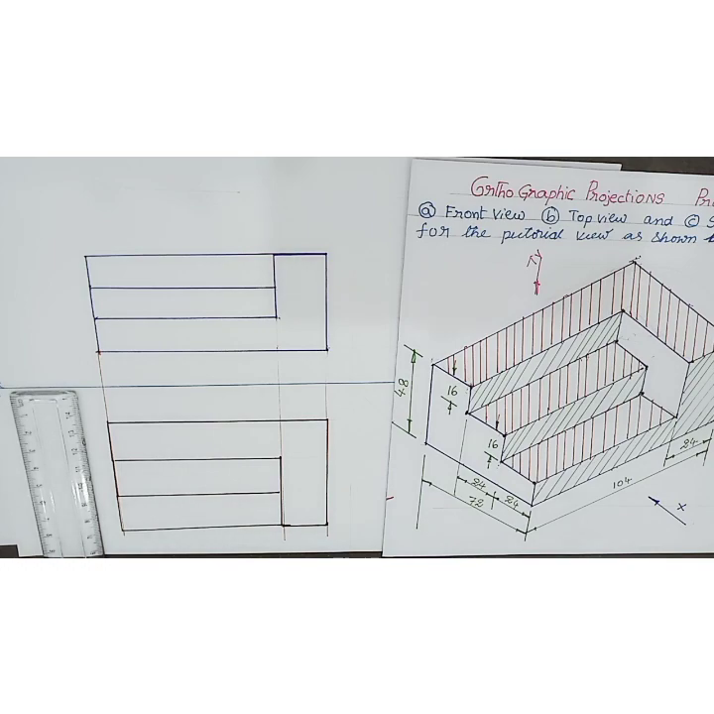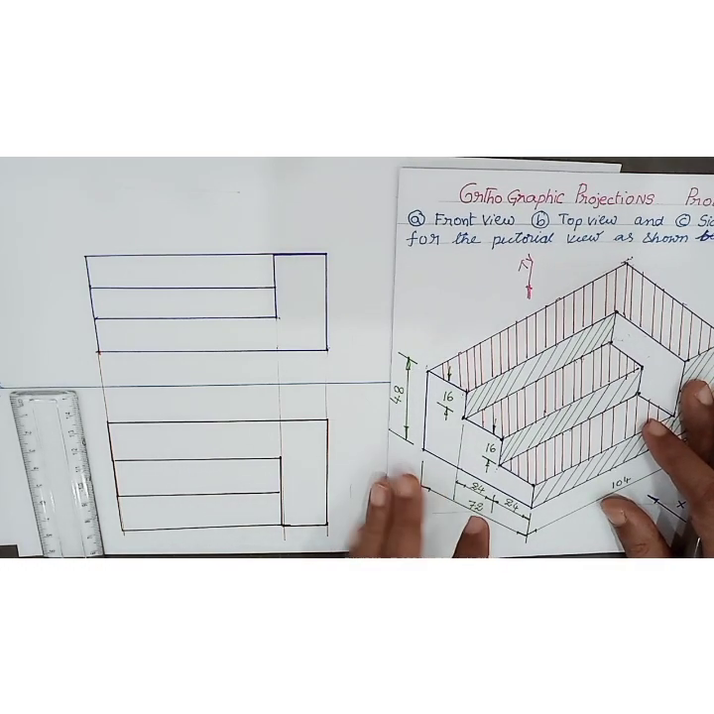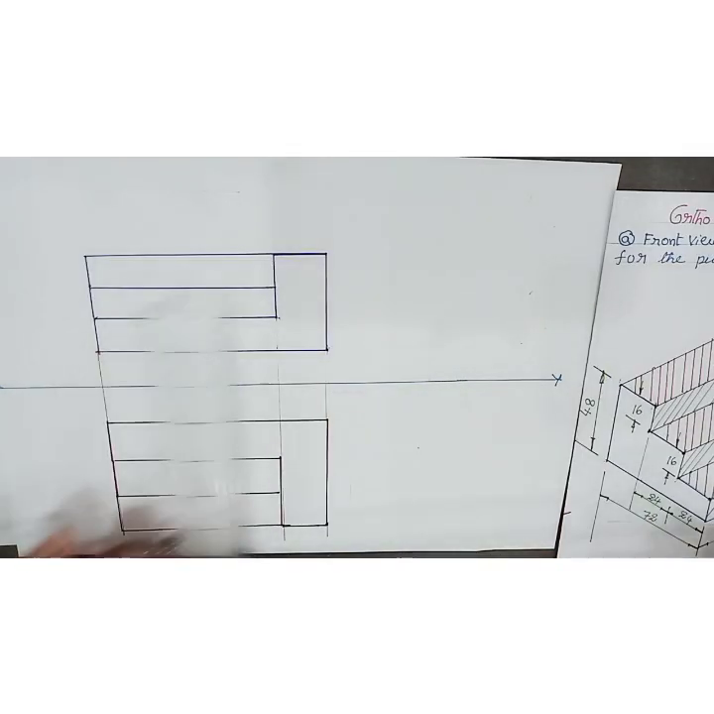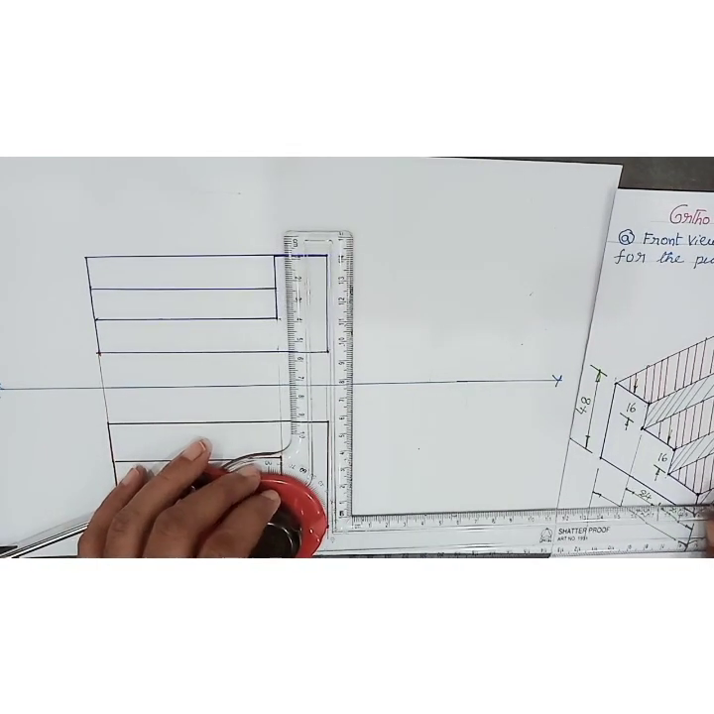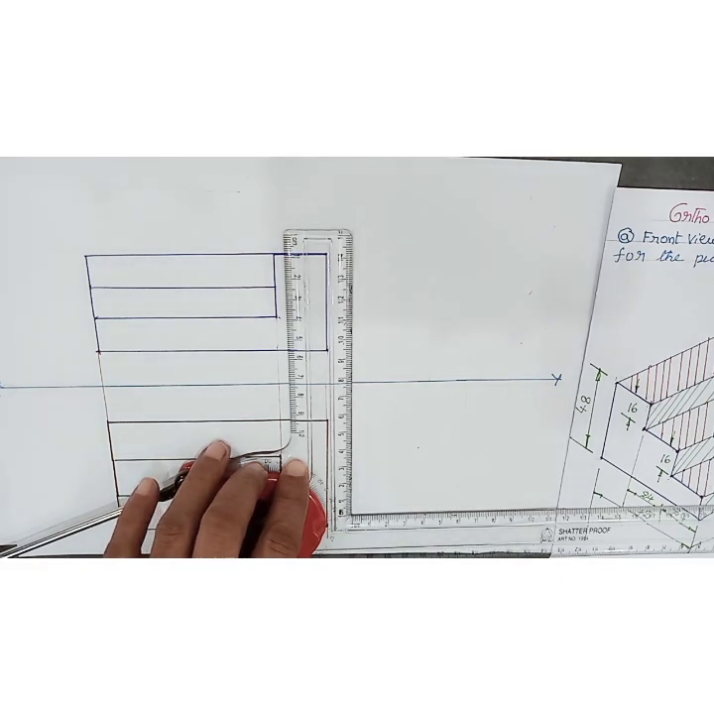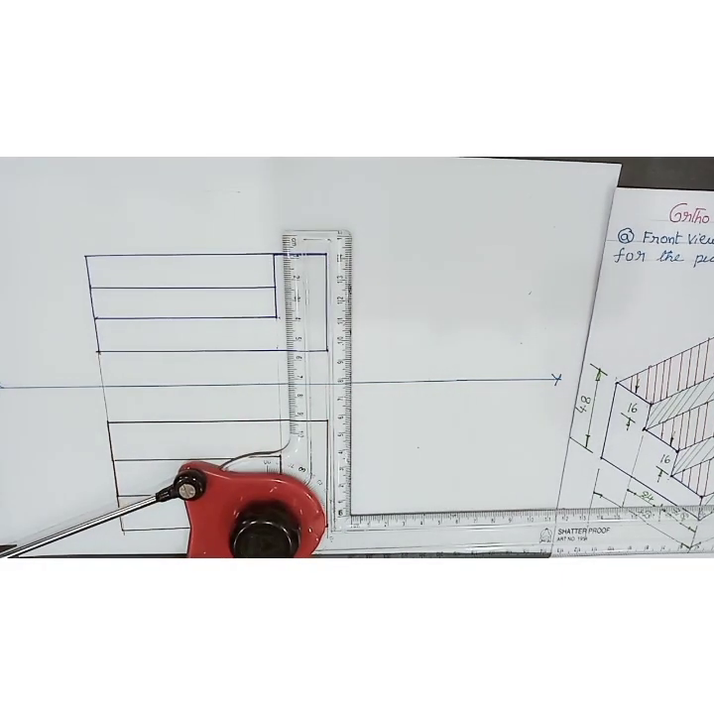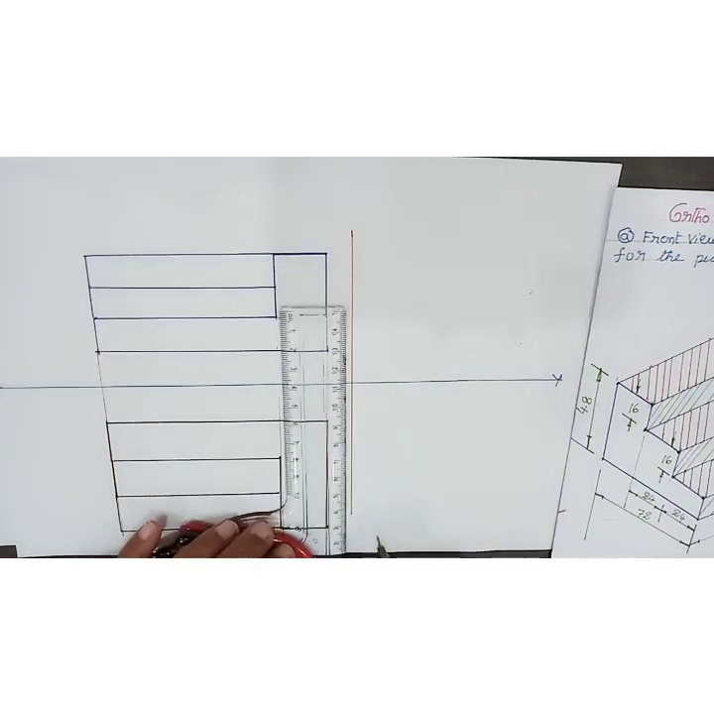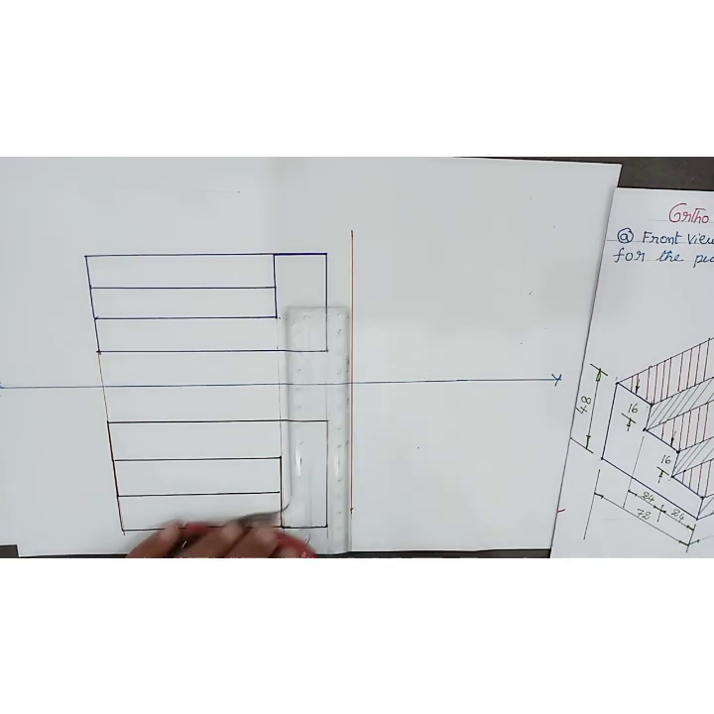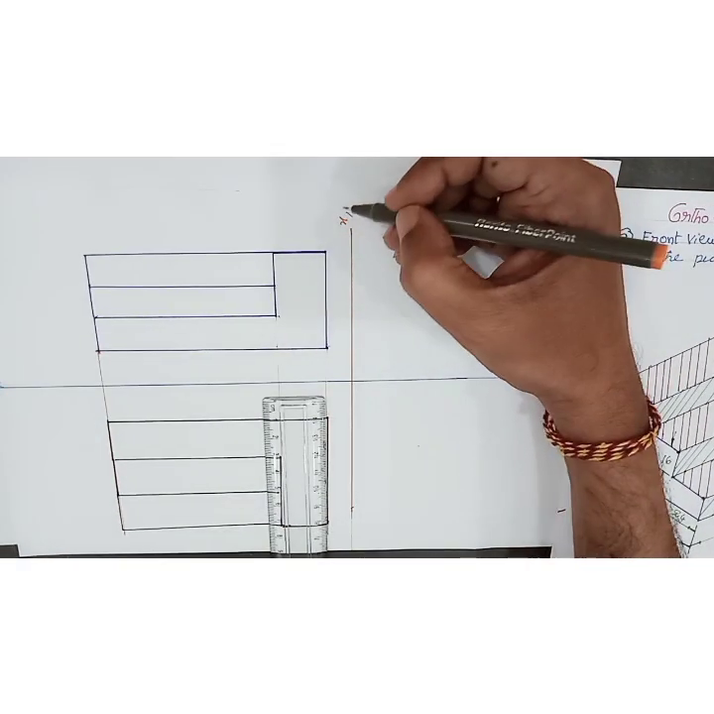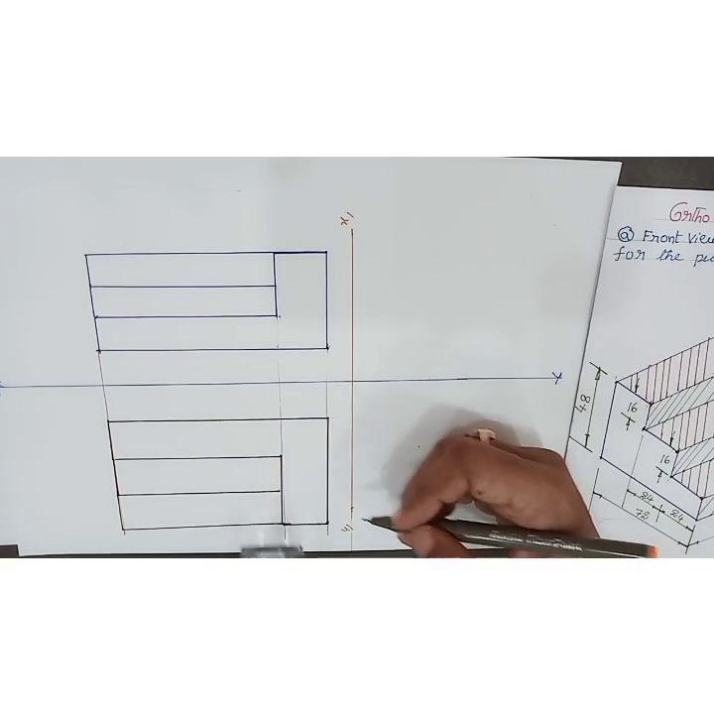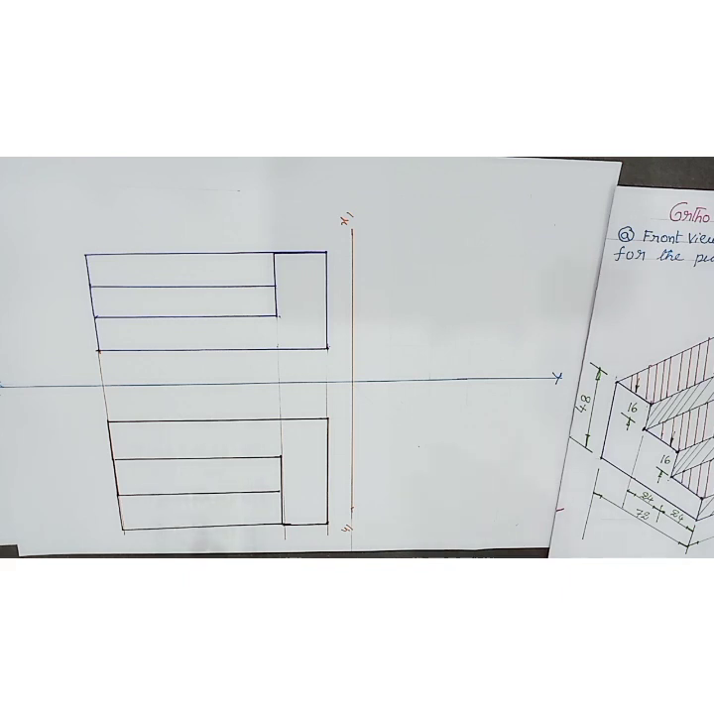After drawing the top view, what you have to do? Draw another reference line for drawing the profile plane. Say x1, y1, x1, y1, x1, y1.